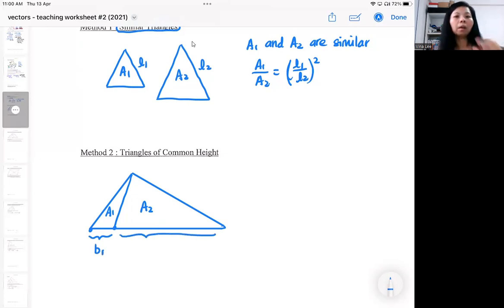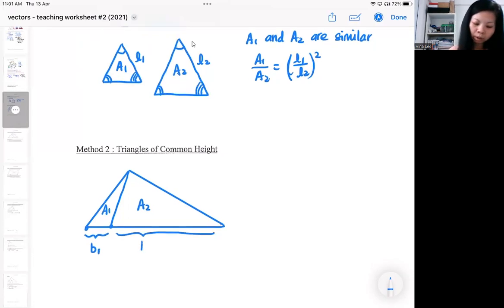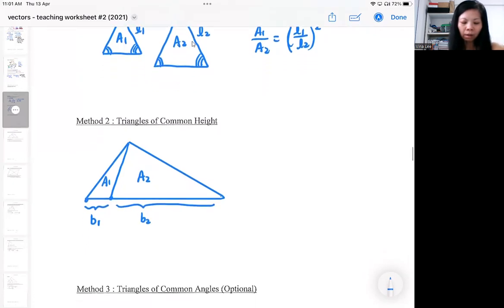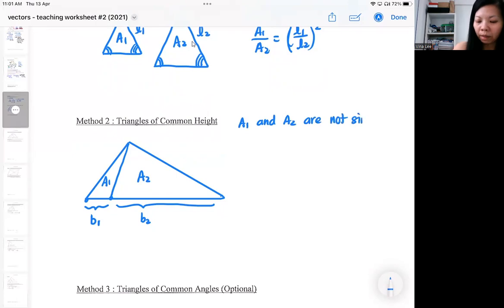If you still remember, to qualify as similar triangles, all the angles are supposed to be the same. So it's your AA proof that qualifies triangles as similar. In these two triangles, A1 and A2 are not similar. This is the first thing you must state. Why is it not similar? They don't share any common angle, and they don't have any same angle as well.